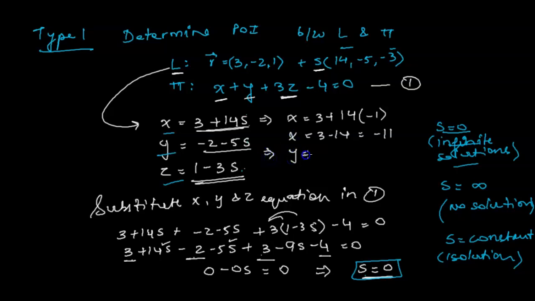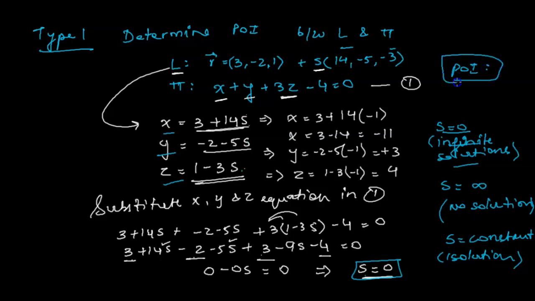Y would be -2 minus 5. S is -1, that would give us -2 plus 5, which is 3. And this would give us z equal to 1 minus 3 times -1, which is 1 plus 3, which is 4. So the point of intersection that we finally obtain in this particular case is (-11, 3, 4). And this is how we get the solution for this problem.